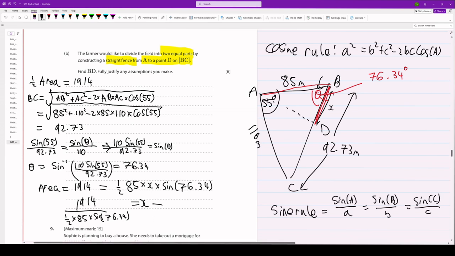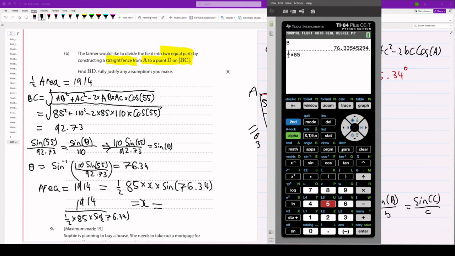Therefore, x is equal to, now it's time for the calculator, so let's just remember, D was that one, B was that one, so D divided by a half, and this is where I wouldn't have been able to use the answer button because there's two things that I need to put in, not just one. Half multiplied by 85 multiplied by sine of B. Go. 46.36, round it to three significant figures, 46.4. Job done.